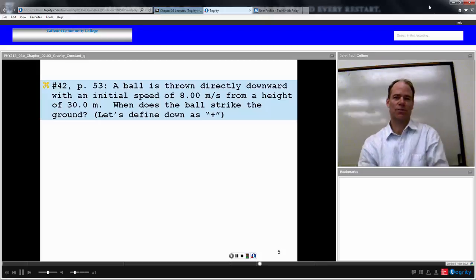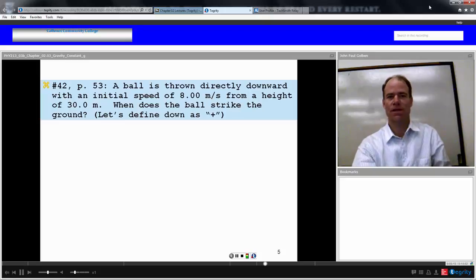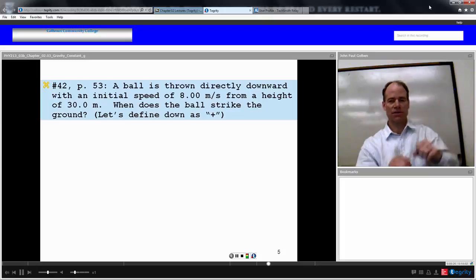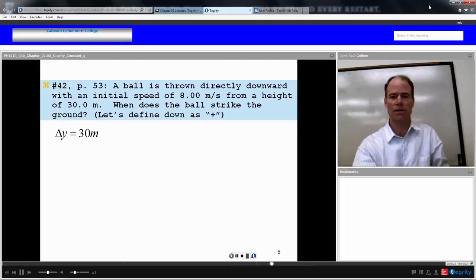Okay, let's try another problem. The ball is thrown directly downward with an initial speed of 8 meters per second from a height of 30 meters. When does the ball strike the ground? So in this case, we're going to define down as positive because that's our initial velocity direction. And if down is positive, the acceleration of gravity will be positive as well, and hence it's going to be increasing our speed as we're falling.